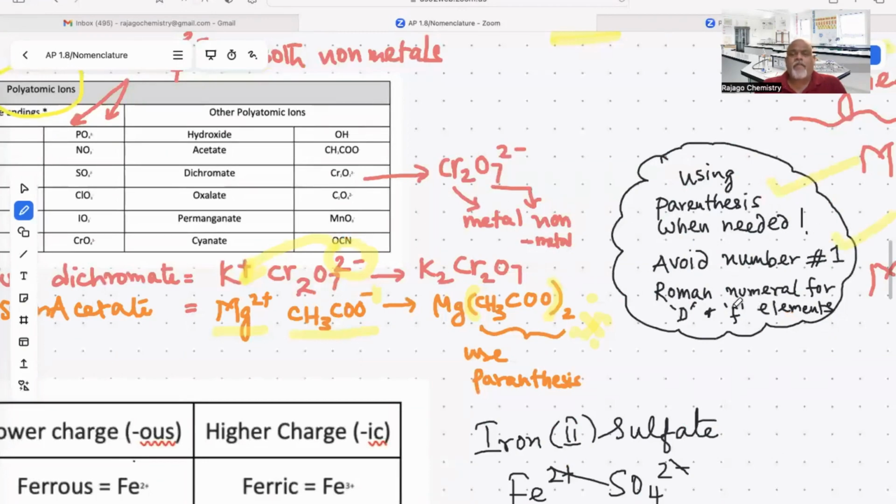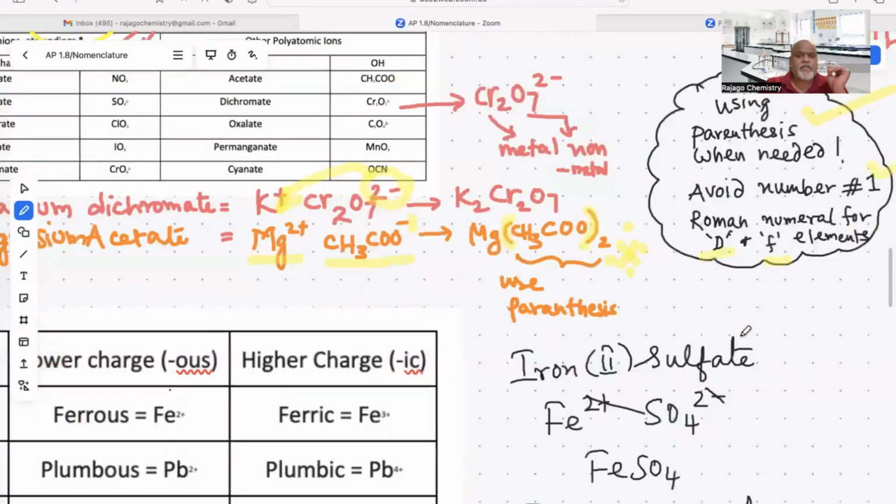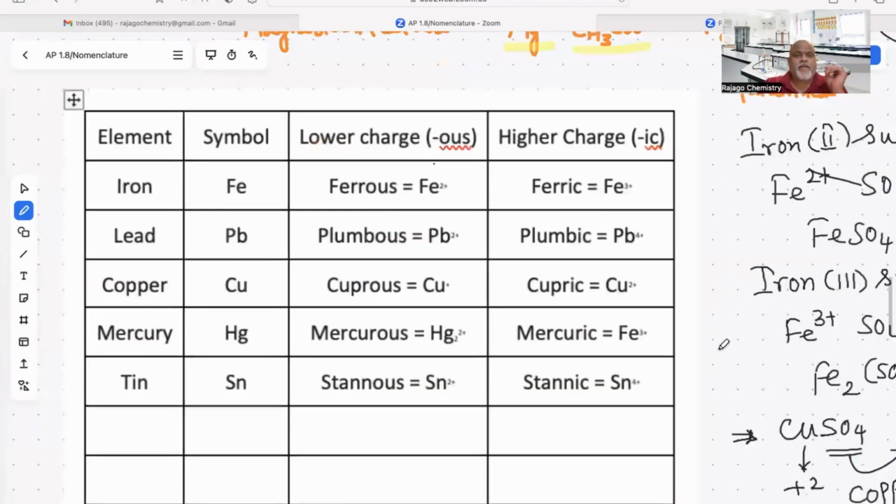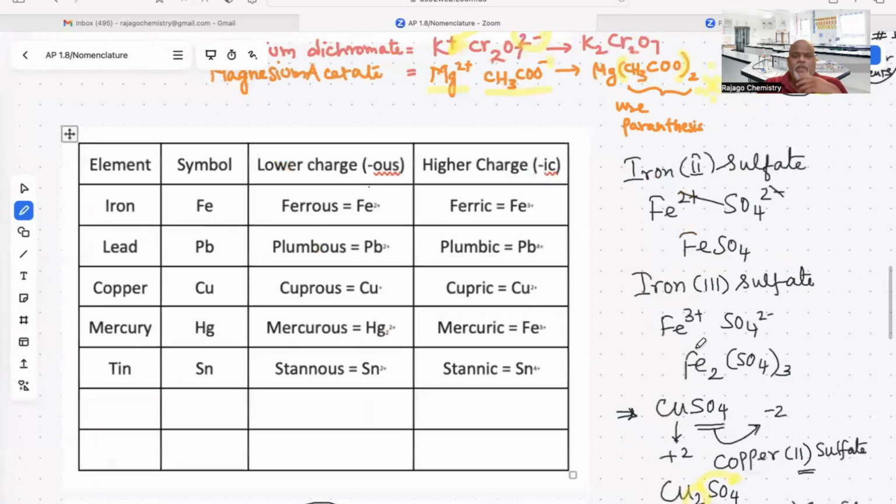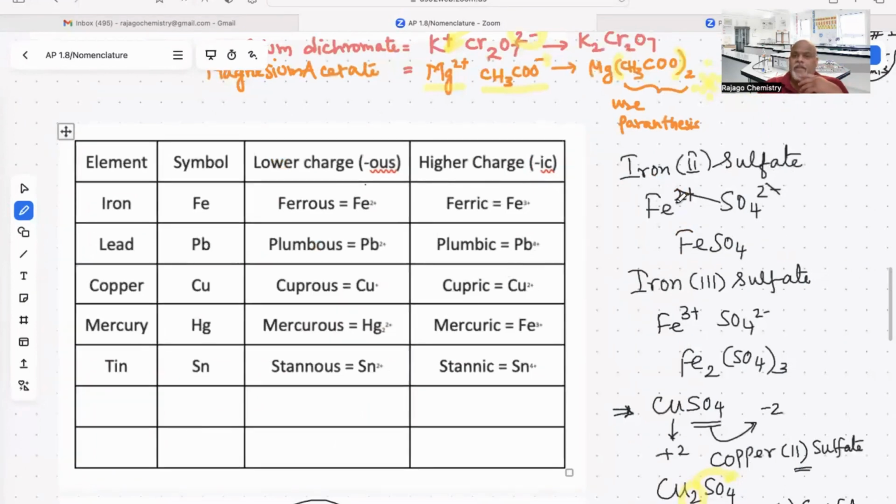Okay, and when you have D block and F block elements, when you have variable oxidation states, you have to specify by a Roman number. Okay, let's look at the example. Like if I look at iron 2 sulfate, iron is Fe, iron 2 means Fe2+, and sulfate is SO4 2-. When they have the same thing, I can cancel it out and I write FeSO4.